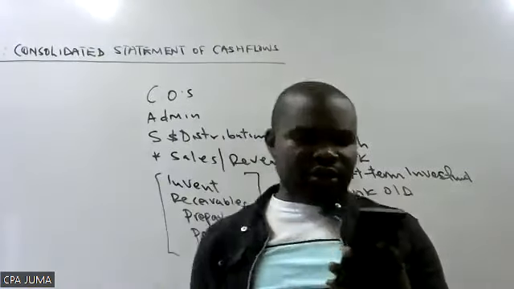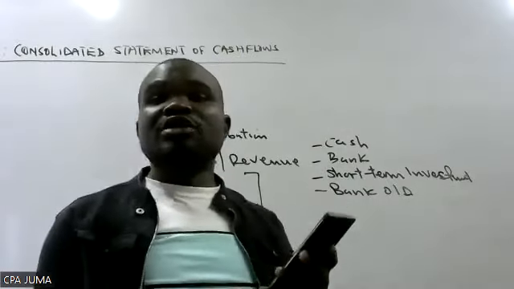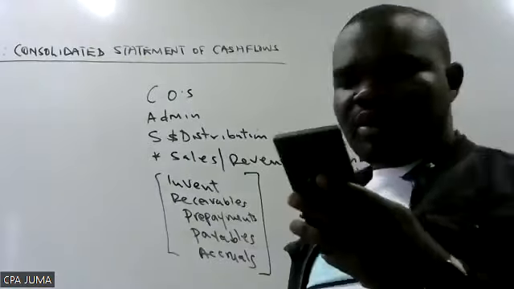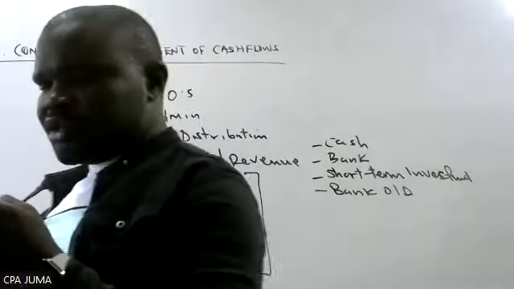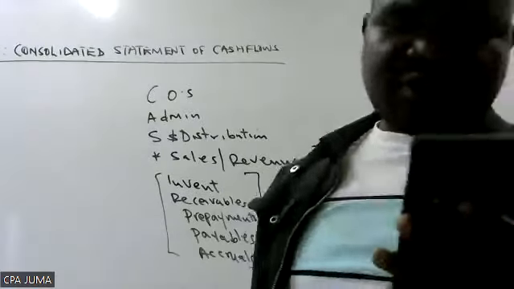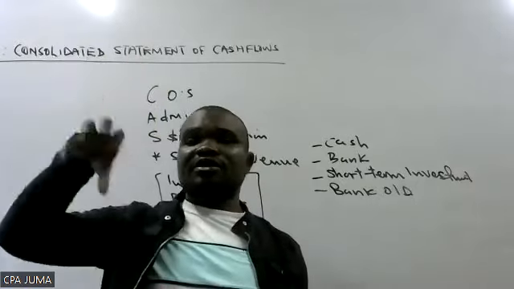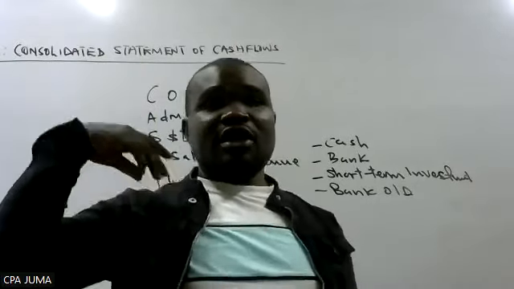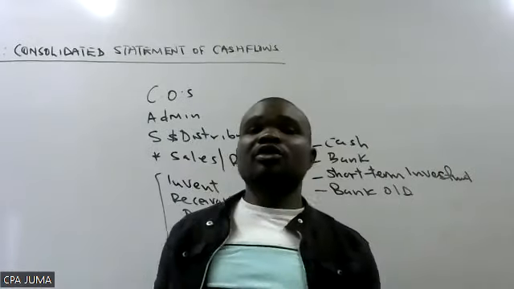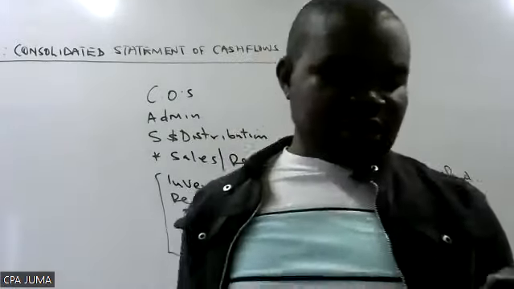There is the direct method. So in the direct method, operating activities, you don't start with the profit before tax. Cash received from customers, cash paid to employees, you subtract, then you get cash generated from operations, less tax, then you get cash from operating activities. So when applying the direct method, you just check how much you received from customers, how much you paid employees and all suppliers. The employees, the customers and suppliers, you subtract and that is it.